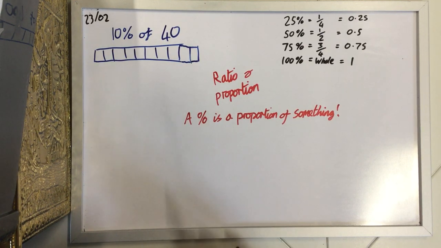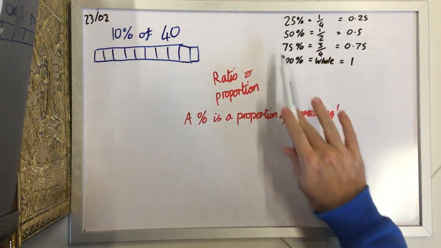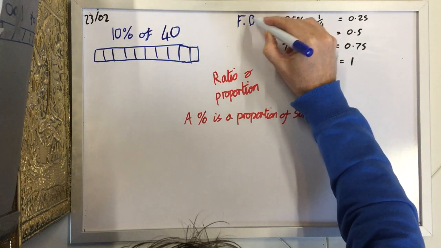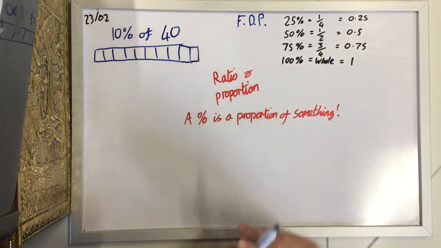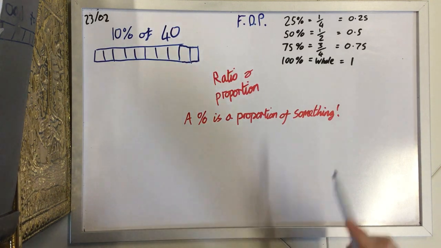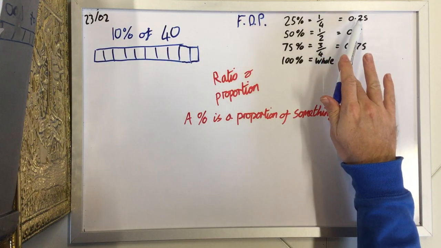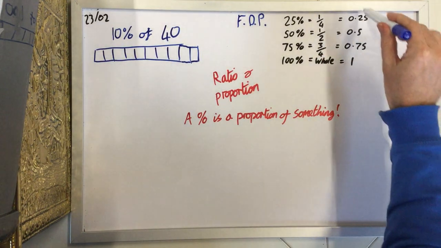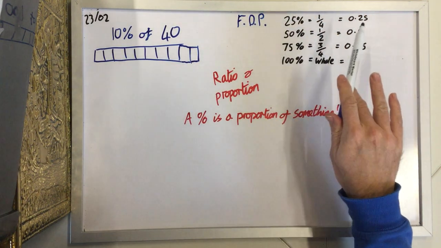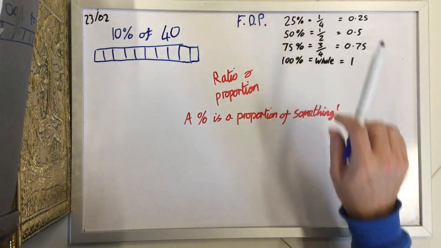Okay, so I've set a few things up here just to help us. I've gone back to our key FDP. Remember FDP? It stands for fractions, decimals, percentages. Okay, because they always have a relationship going on together. They're equivalent. And I've just put a reminder, so we've got 25% is the same as a quarter, is the same as 0.25 in decimals. Okay, and you see that linked straight away, can't you? 50% is a half, which is the same as 0.5. And 75% is 3/4, the same as 0.75.